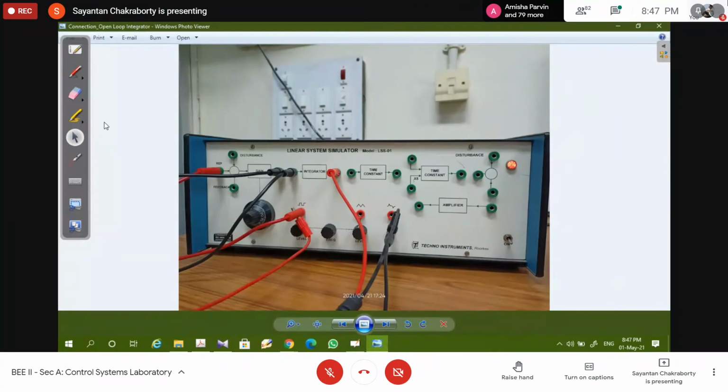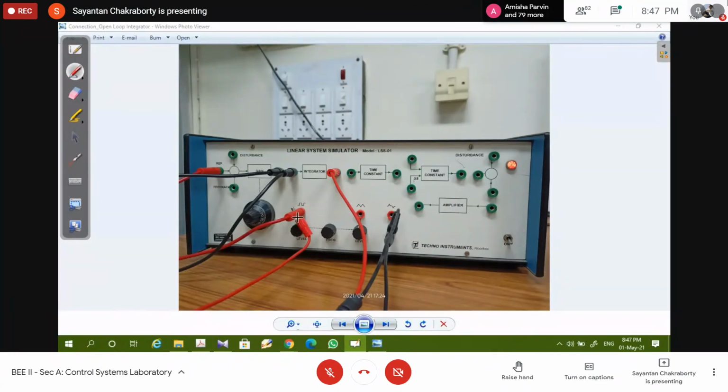This is the connection diagram. What I have done, I've connected an input square wave to this.